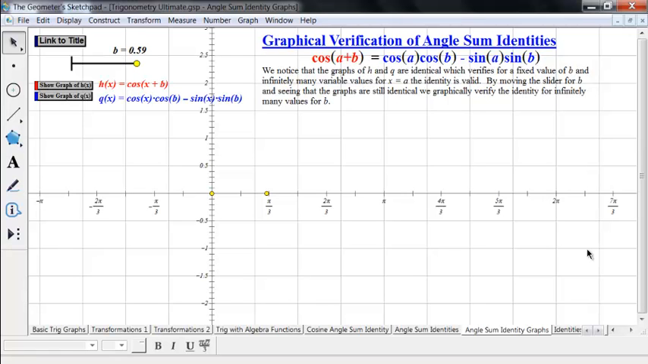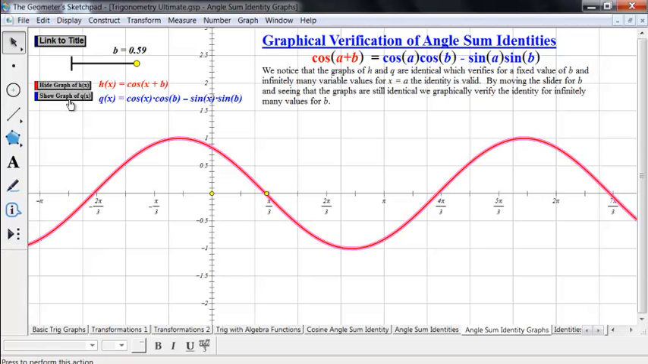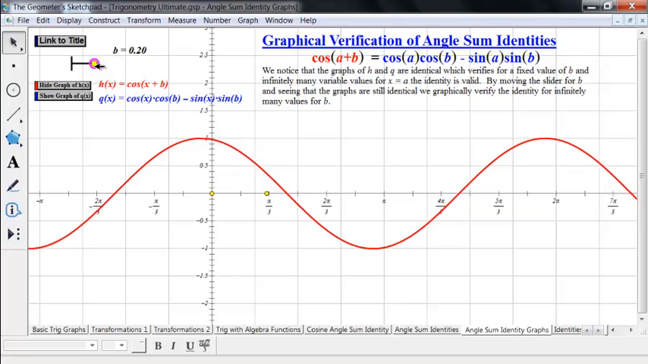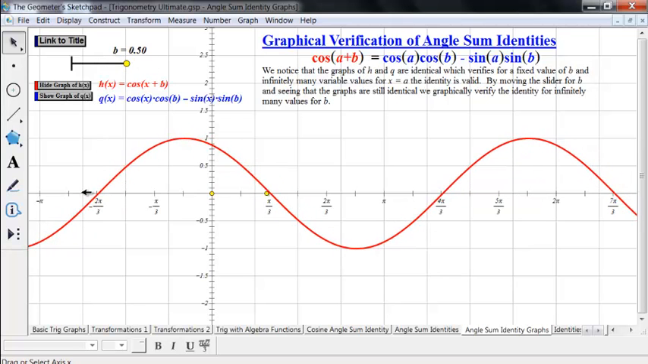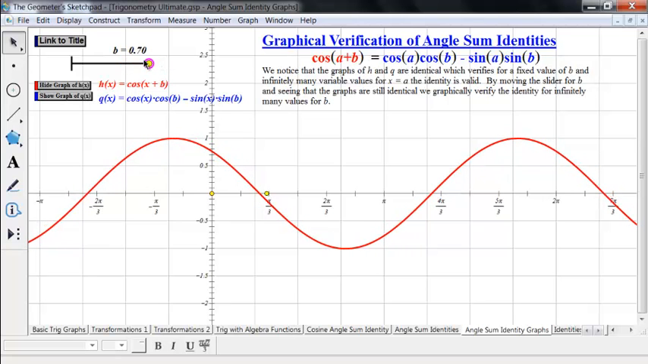Here is a graphical verification of the same identity. So here is cosine of x plus b, and I can change whatever b is. This puts in lots and lots of values for x and computes the y's. Y equals cosine of x plus b. So it's working this out for many values of a with the same specific value of b, which right now is 0.7.